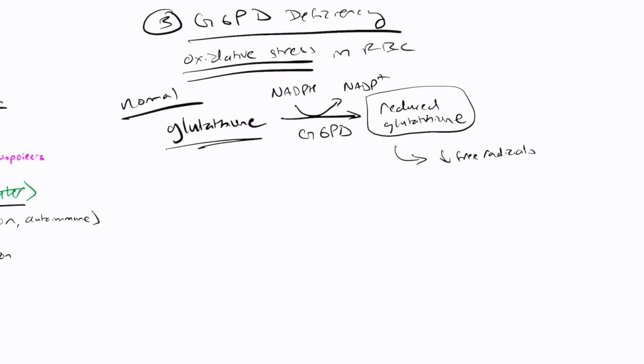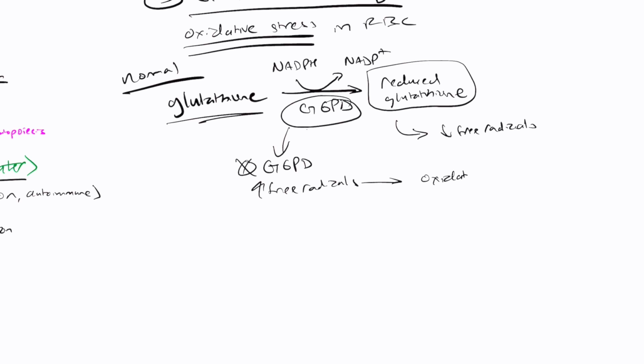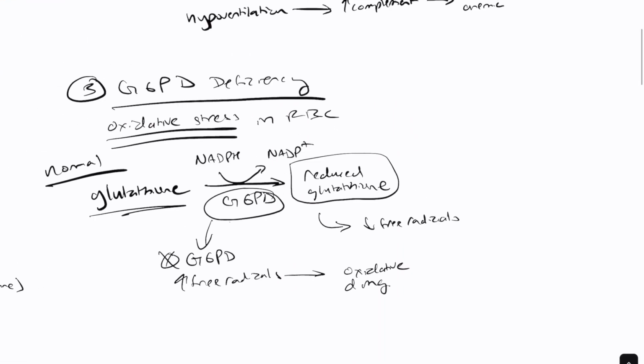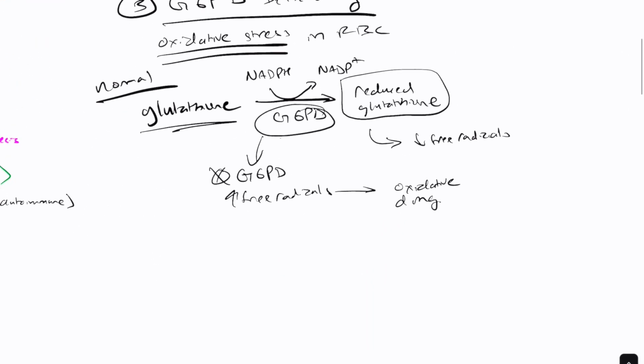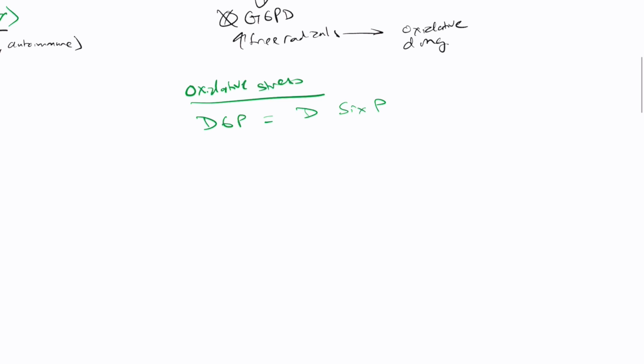Now this is the normal. If you have a deficiency in this, then you're going to have increased free radicals, and that causes oxidative damage. This is only in the context of oxidative stress. So what conditions cause oxidative stress? The biggest mnemonic that DirtyMedicine uses is D6P. Dapsone medication, right?